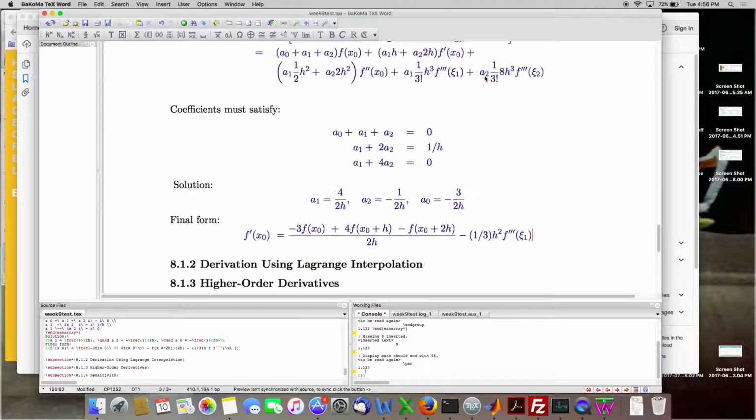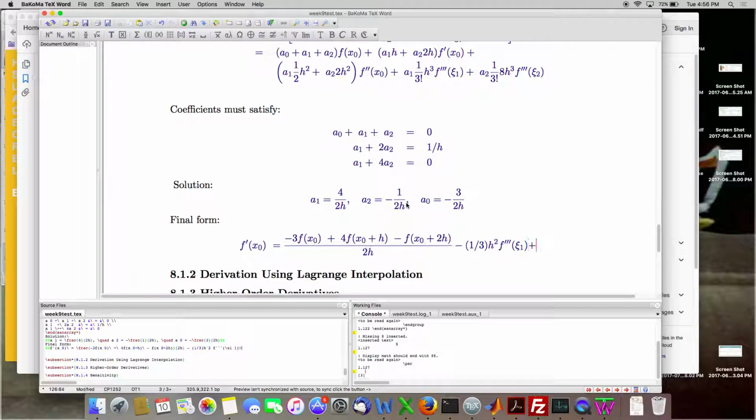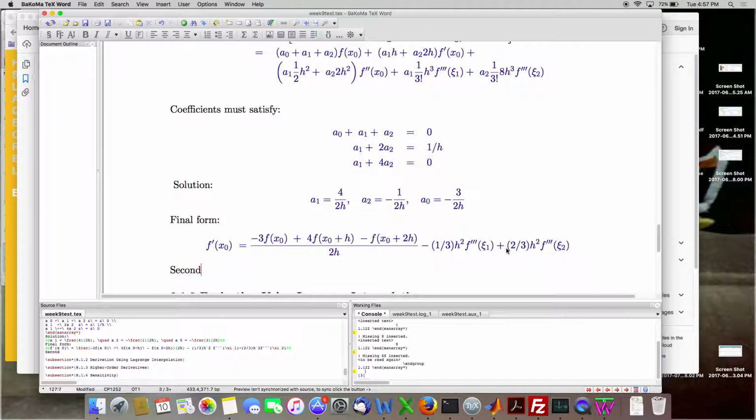And then I have the other error term that comes over here, a2. a2 is minus 1 over 2h, and then I have 1/6, and then I have 8. So I have 8/12, so that's plus 2/3 h squared f triple prime at the other unknown point, c2. Okay, so what I have here is second order accurate because the error is of order big O of h squared.